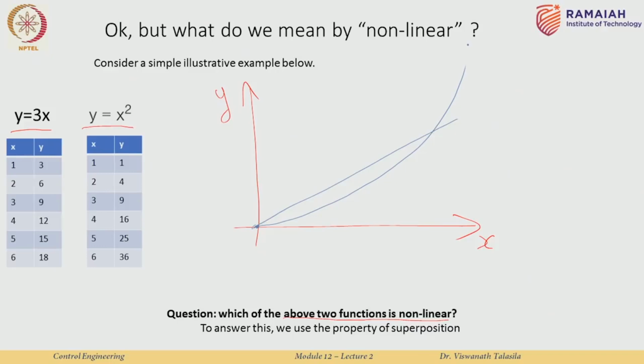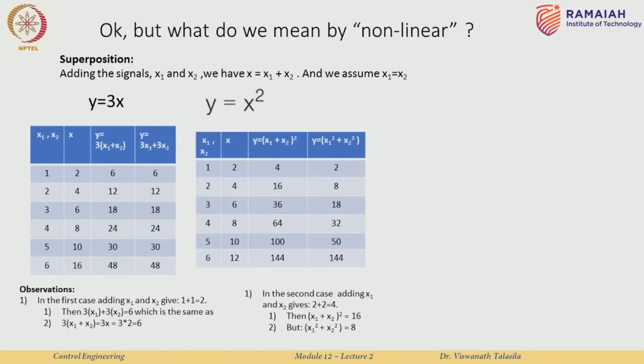The way that we have studied this in electric circuits or even in math, to answer this we invoke the property of superposition. I will explain superposition in a slightly different way. Let us see which of these two functions is nonlinear, and the way we are going to do this is to assume that each of these mathematical functions is actually a system.